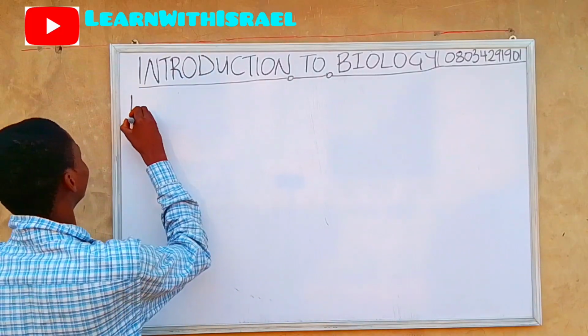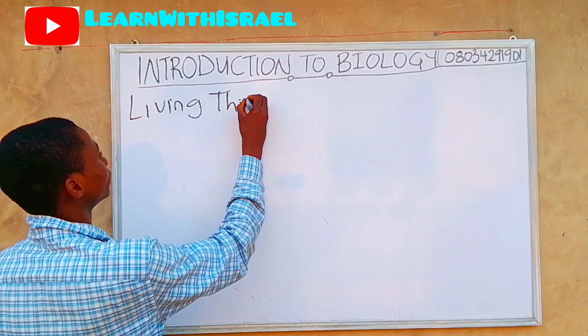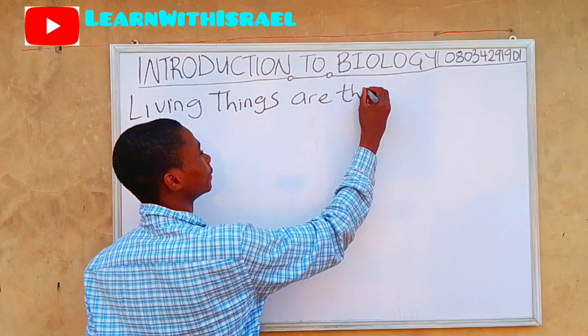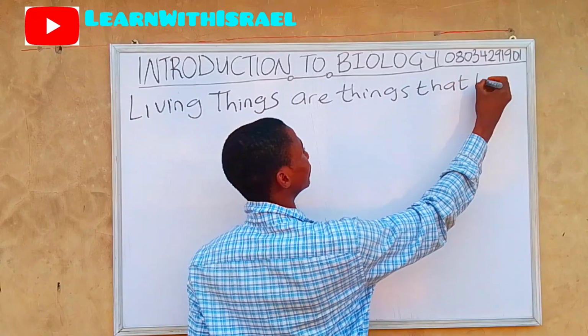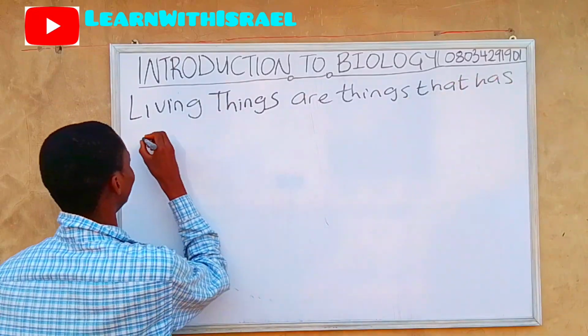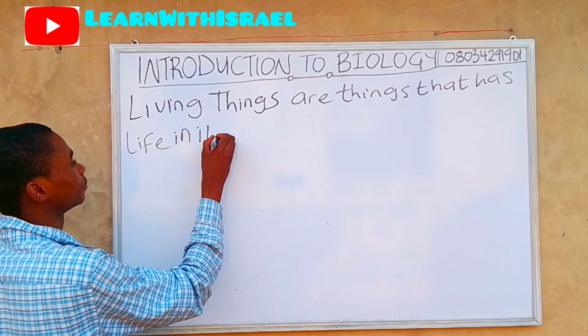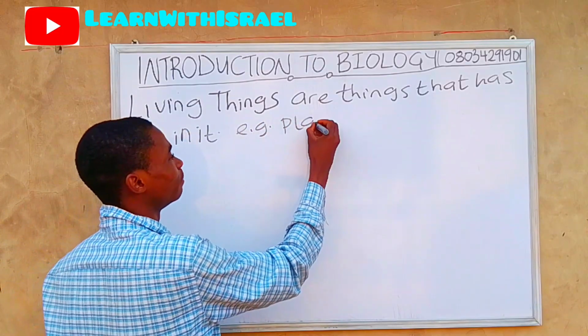So living things are things that have life in them. For example, we have plants and animals.